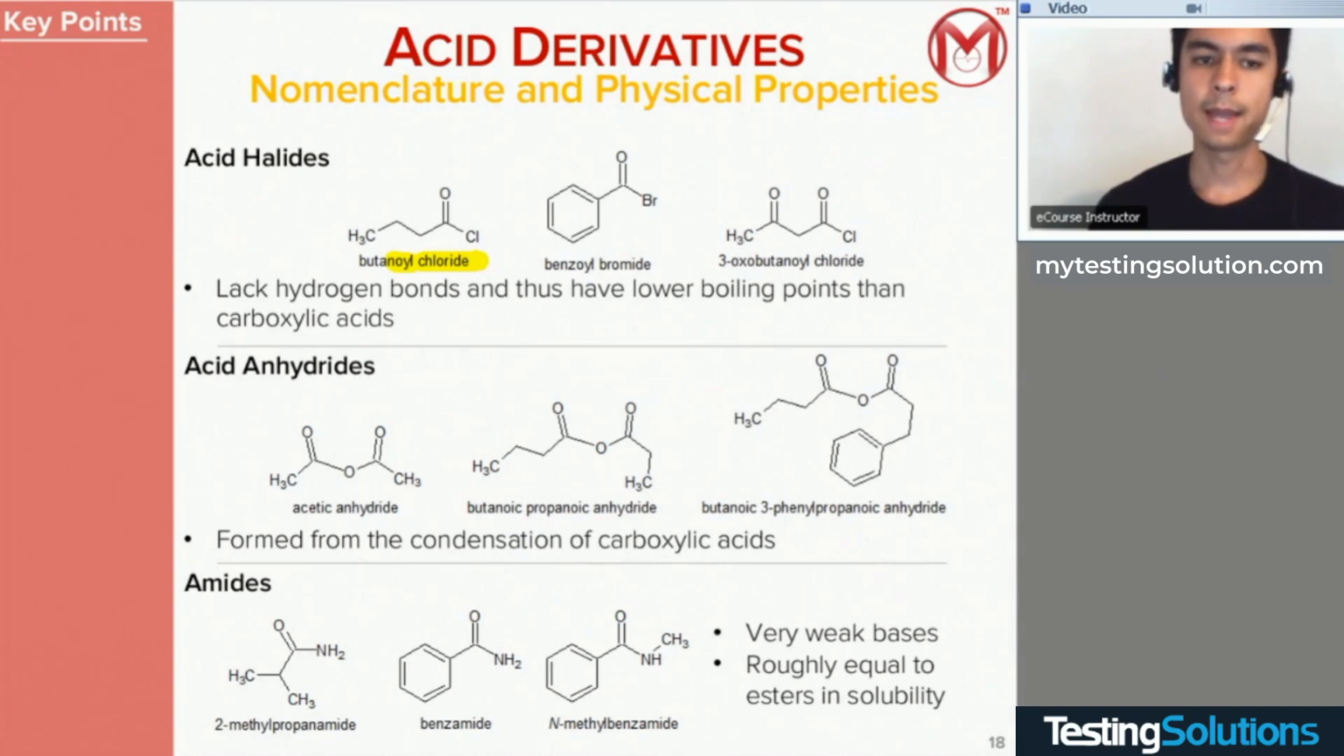Acid anhydrides are, as their name suggests, two carboxylic acids that have been dehydrated. A condensation reaction has occurred, pulled out water, and they are now anhydrides. Acetic anhydride, propanoic anhydride, so that's our nomenclature. And you can see how it's basically like putting two carboxylic acid groups together and just pulling off an H2O. H from one side, OH from the other side.